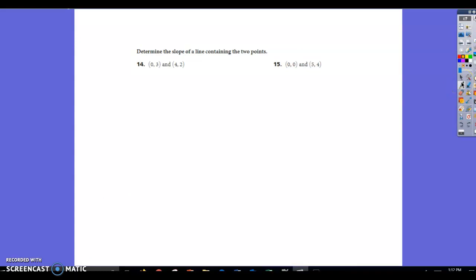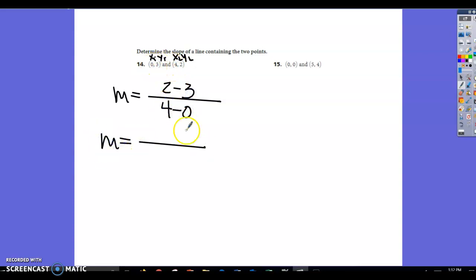All right, the next two are determine the slope given 2 points. This one is even easier because we are already set up with our x and y from our first point, and this is our x and y from our second point. So we're just going to say m equals 2 minus 3 over 4 minus 0, and simplify. 2 minus 3 is negative 1, 4 minus 0 is 4, so my slope for the first one is negative 1/4.